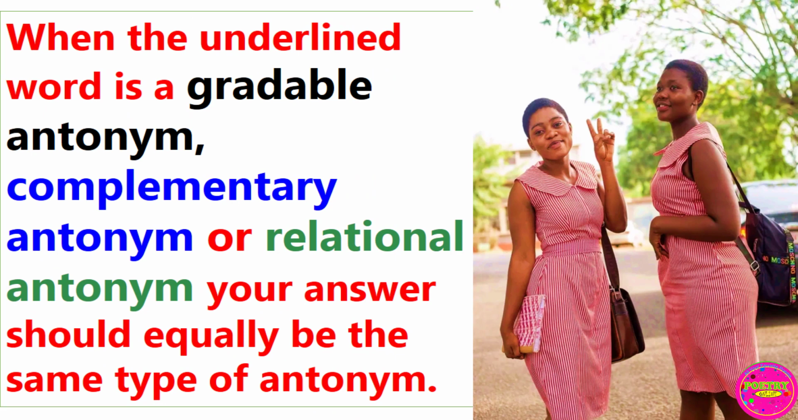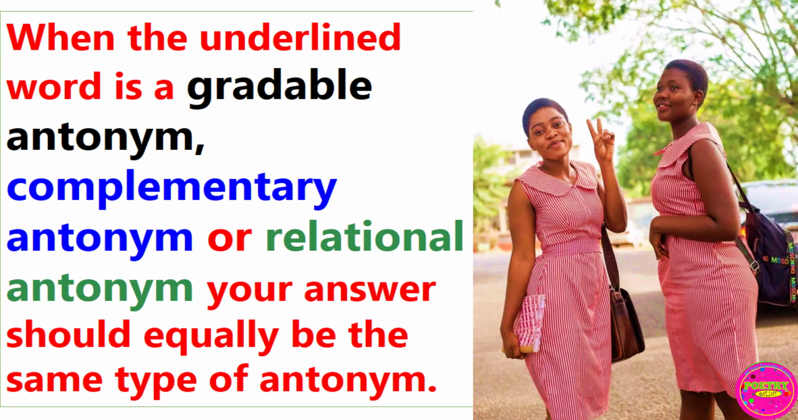So, we have discussed the three types of antonyms: graded or gradable antonyms, complementary antonyms, and relational antonyms. What you have to bear in mind is that when the underlined word is a gradable antonym, the answer you select must equally be a gradable antonym. If the underlined word is a complementary antonym, the answer you select should also be a complementary antonym. If the underlined word is a relational antonym, the answer should equally be a relational antonym. Take note of this and know how to select your answers.